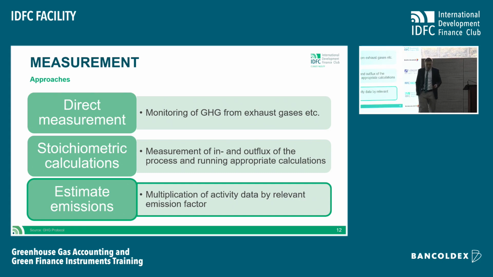And then the most commonly used way is the estimation. So we know how many kilowatt hours of electricity we used, and we use the grid emission factor, and we get the CO2 emissions, right? And I also mentioned tons of steel produced, so there are sector factors, and again, we can estimate the emissions.